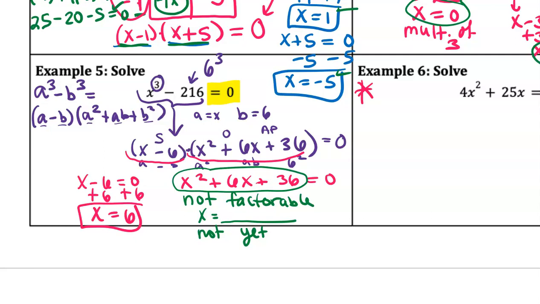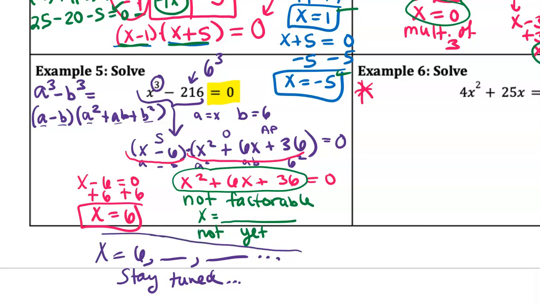So I know some of my answers. I have an answer of 6, and then I have some other answers, but I just don't know what they are yet, so stay tuned to our future lessons coming up where we will teach you how to solve by other methods when factoring is not an option. But again, this trinomial here does not factor into two binomials, so we cannot find our answers by factoring. But it does have more solutions. We'll just have to stay tuned for that. But we can also find one of the answers at this time.